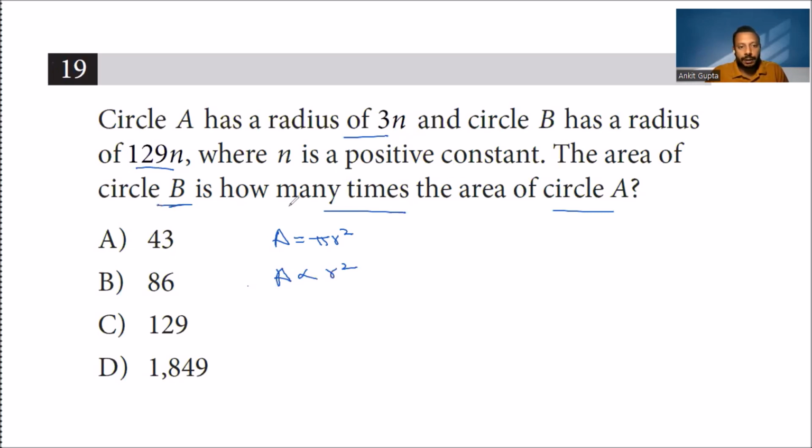So if you look at area of circle B divided by area of circle A, area of circle B will be proportionate to 129n whole square, and area of circle A will be proportionate to 3n whole square. N will cancel out and 3 will cancel out with this, and we'll have 43 square. And 43 square will be a 4-digit number, and the only option we have is option number D. So answer will be option number D, which is 1849.